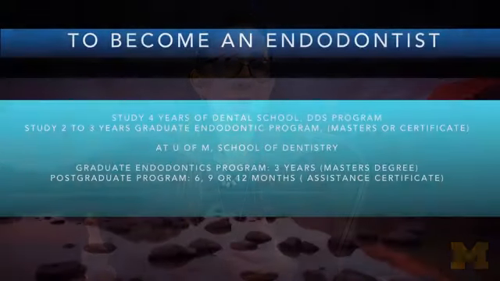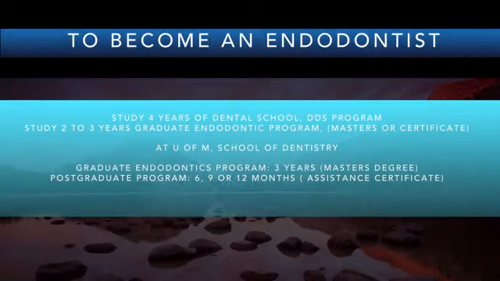So if you are an undergrad student, or if you have been thinking that you maybe want to be an endodontist, you need to start thinking that you're going to study 4 years to get your dental degree first. Then you come to the grad programs to do a 2 or 3 year program, depending on whether you're going to get a master's or a certificate. Here at the University of Michigan School of Dentistry, we have a graduate program of 3 years where you can get a master's degree, or you can also do postgraduate programs for 6, 9, or 12 months. In those programs, you get a certificate of assistance.